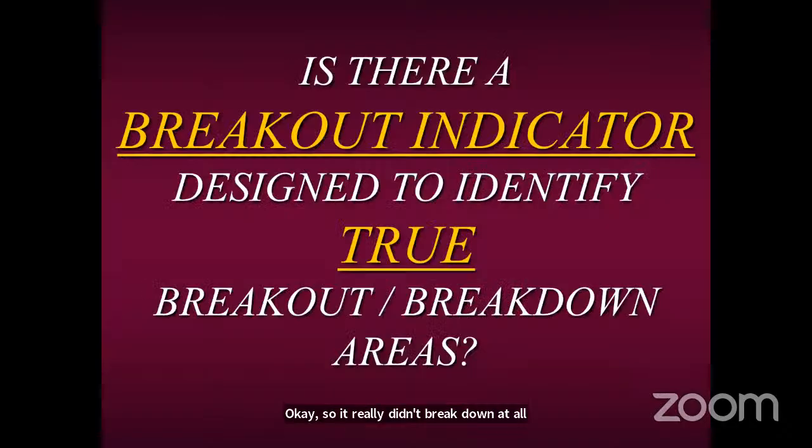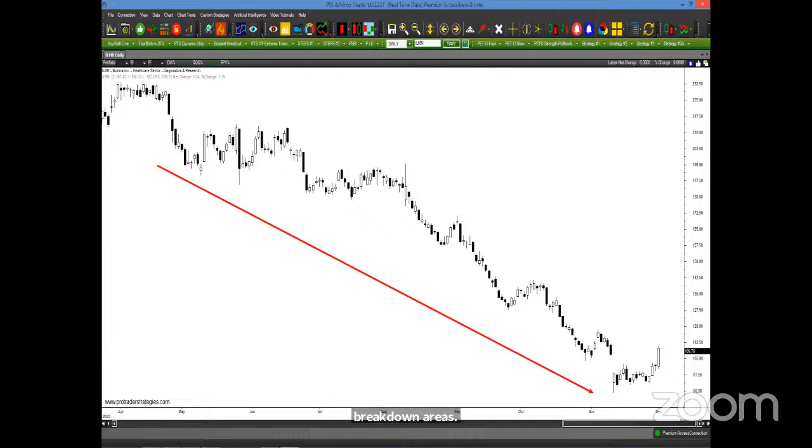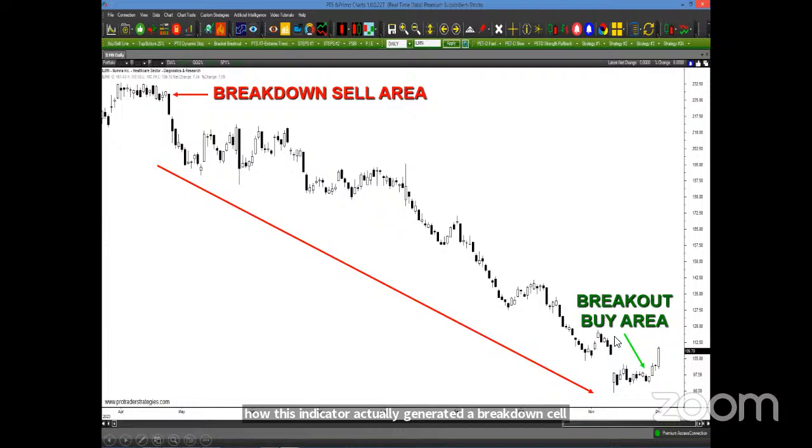So we ask ourselves, is there a breakout indicator specifically designed to identify true breakout and breakdown areas? Well, we think there is. In fact, this is what we're going to be talking about today. If we look at this older chart of ILMN, we'll show you how this indicator actually generated a breakdown sell area right here before the stock broke down, and then another breakout right here at the beginning of the year.